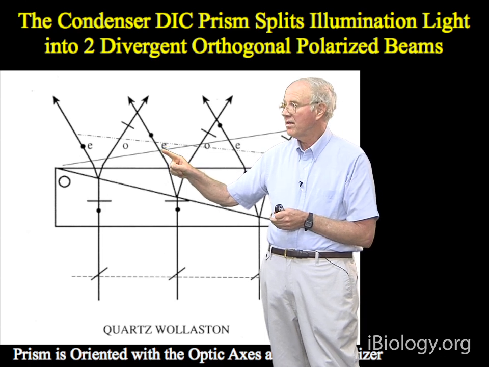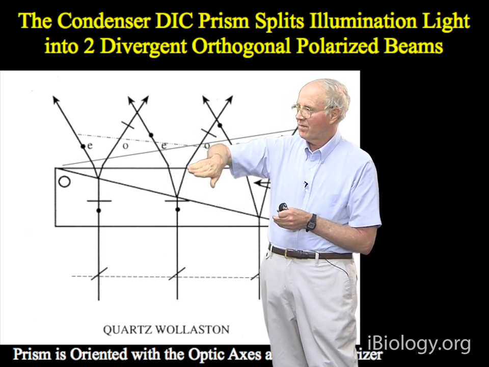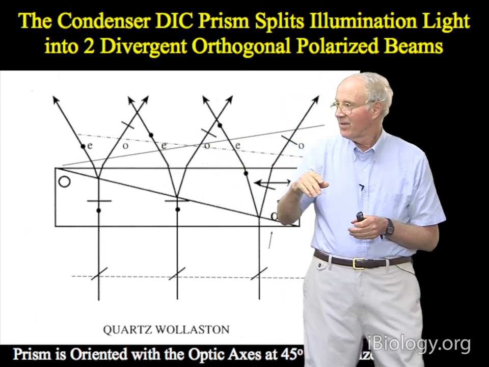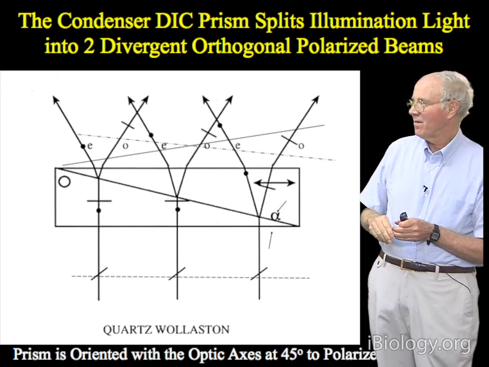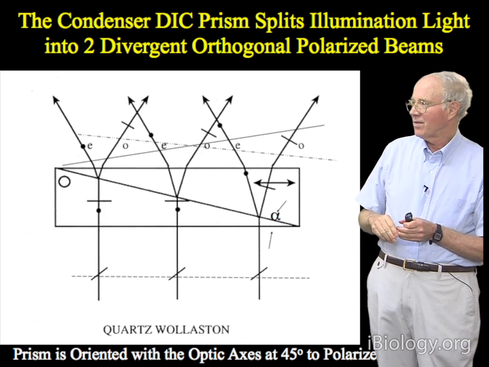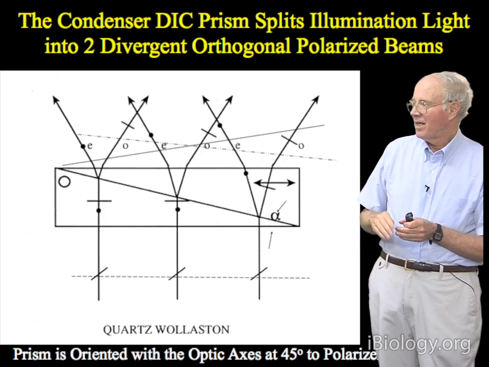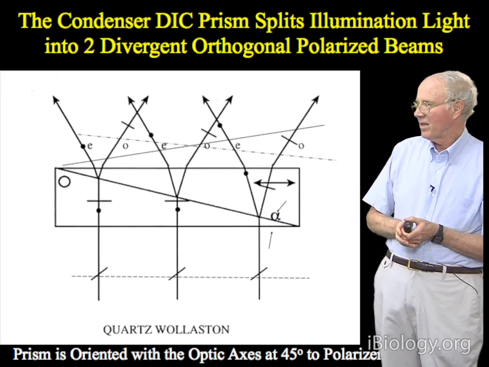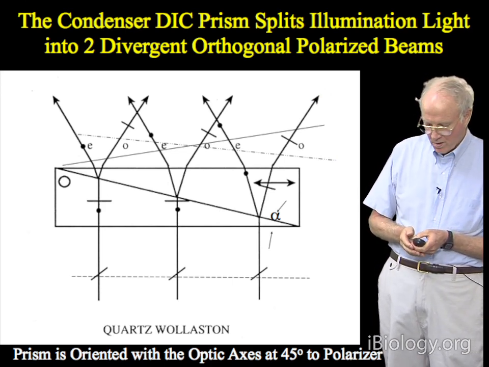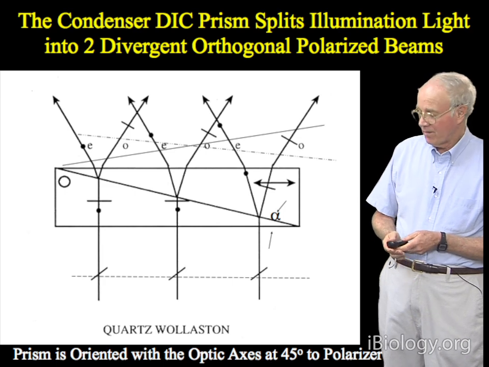There's one I've drawn here, let's see if I can do this. This is a little hard, but you can see one wavefront is tilted to the right, and the other wavefront is tilted to the left, heading out towards the condenser lens as it moves away from this Wollaston prism.